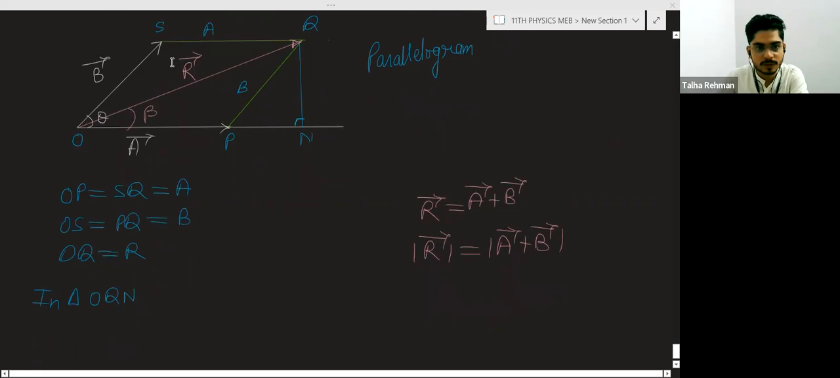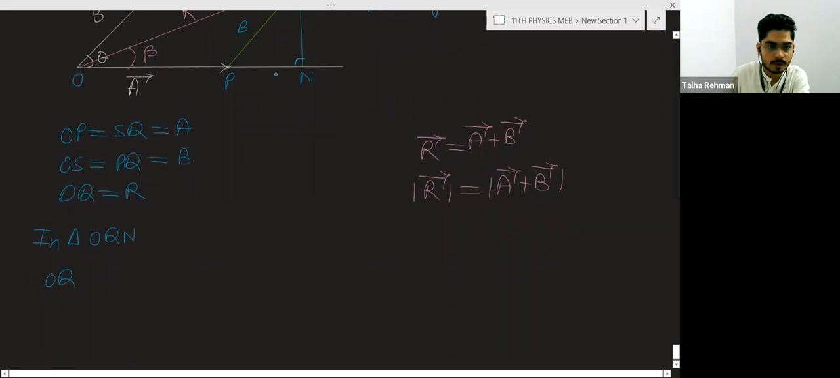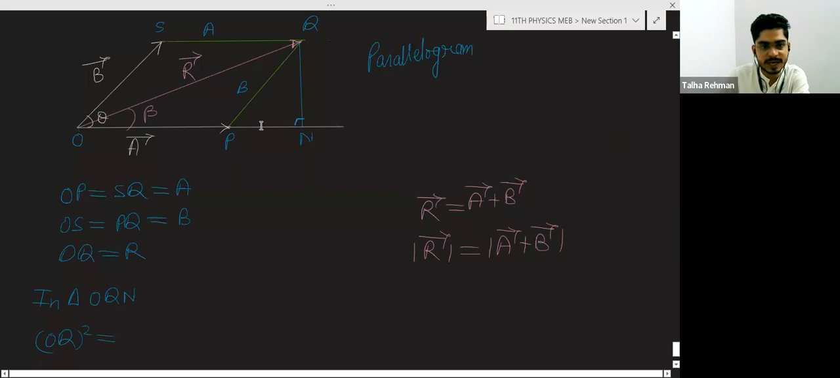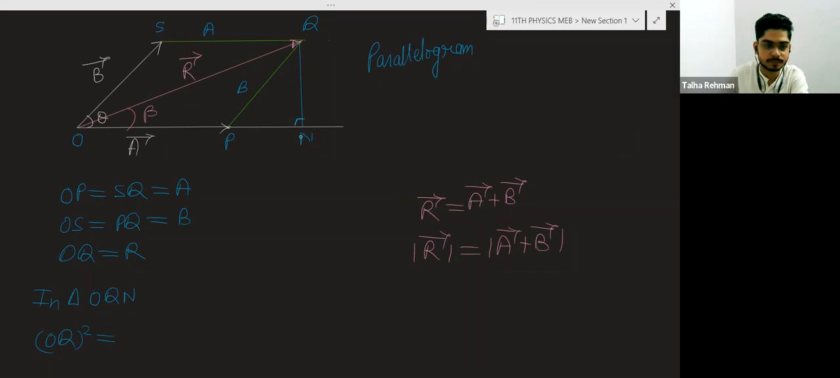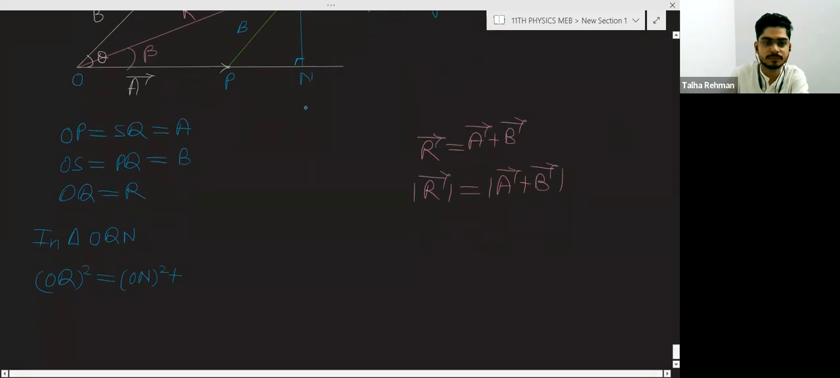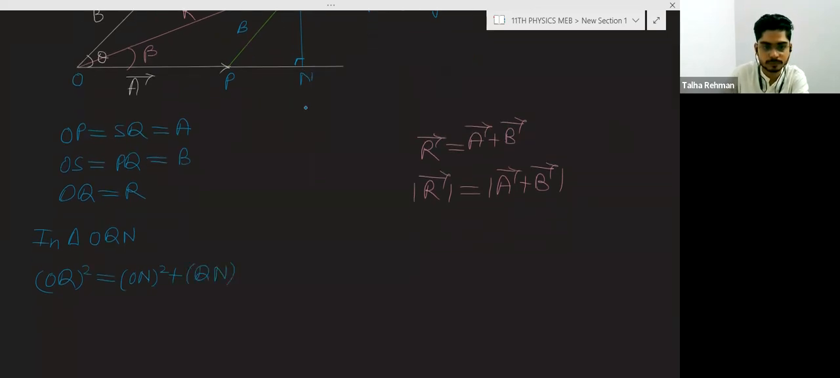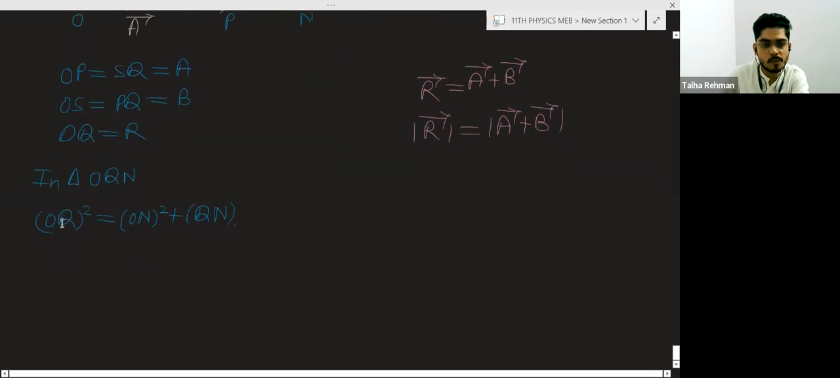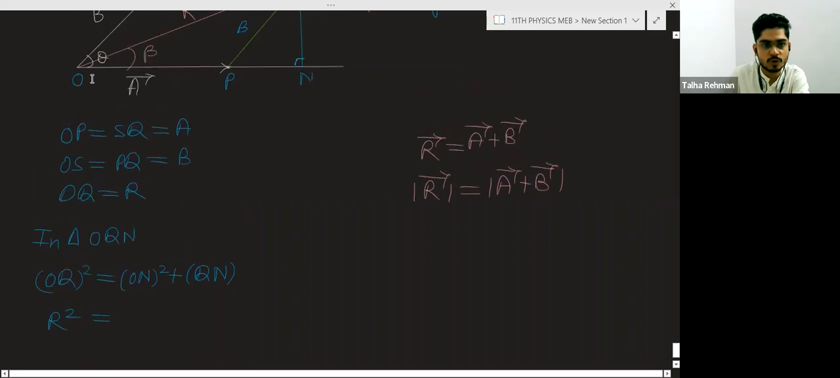So you can write this R square, or you can write this OQ square, is equal to this side, this is base, ON square plus QN square. And what is OQ? OQ is R. So R square you can write. What is ON? Now we have to find ON.